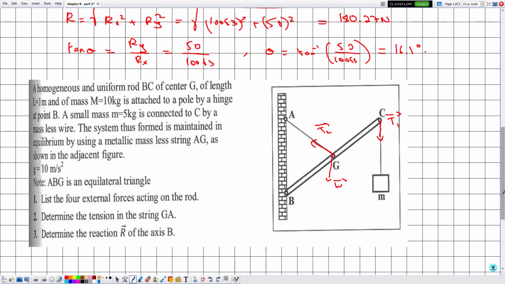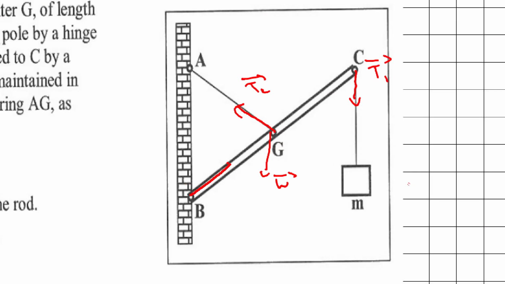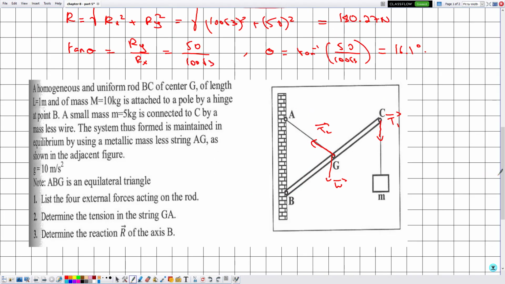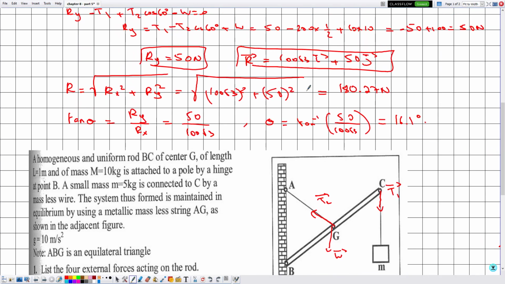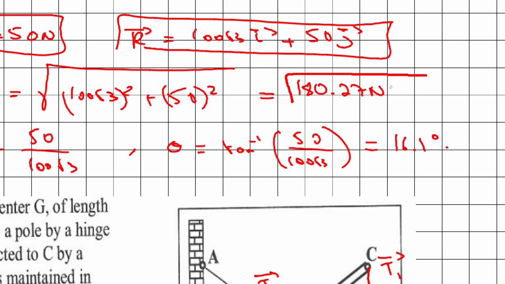It is the angle that the R vector makes with the horizontal direction. So this is theta, which is equal to 16 point something, and the length of this vector is given by the magnitude, which is equal to 180.27 newtons.